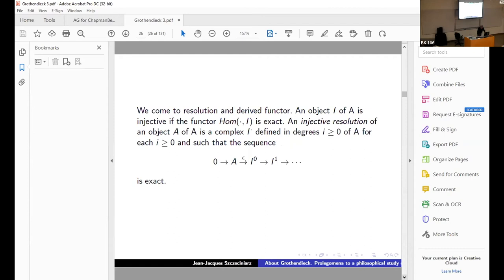Now we come to resolution and derived functor. An object I of A is injective if the functor Hom(dot, I) is exact. An injective resolution of an object A of A is a complex E dot defined in degree i greater than or equal to zero, with objects I^i of A for each i, such that the sequence 0 to A, epsilon, I zero, I one is exact.